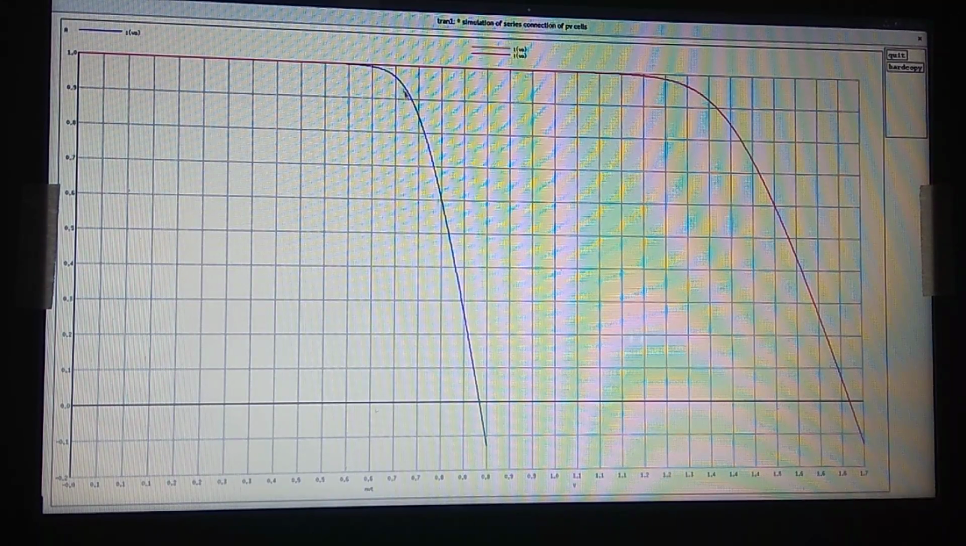You see this line, the blue line, actually this is having two lines. One is the orange and the other one is the blue. That is I versus V for the two cells, they are identical cells. And the red one is for the resultant cell, and that's what you are seeing here, which matches with our theory.